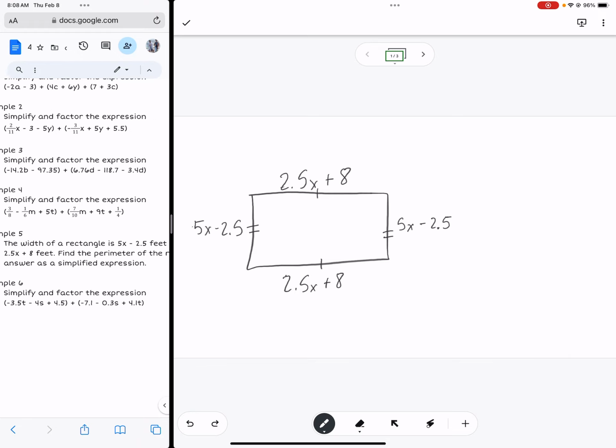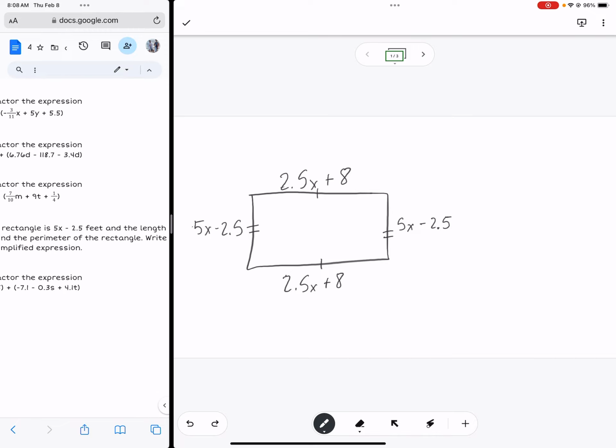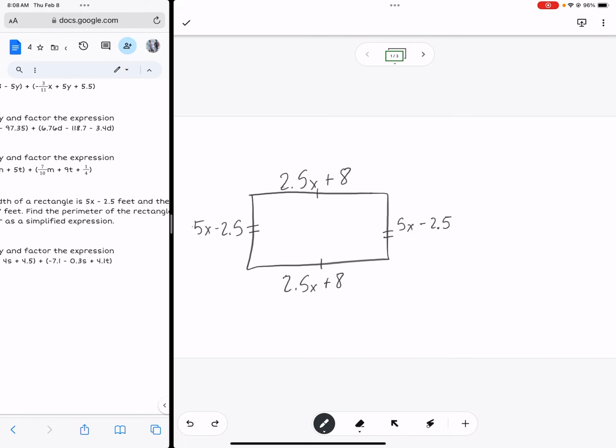All right, and then the question says, find the perimeter of the rectangle, and we want to answer it and then simplify it. So what is perimeter? Is that when we multiply? Yep, perimeter is when you add up. There's really two ways you can write it. You can go length plus width plus length plus width, or you can combine like terms, and it's going to be 2L plus 2w. These are the same thing.